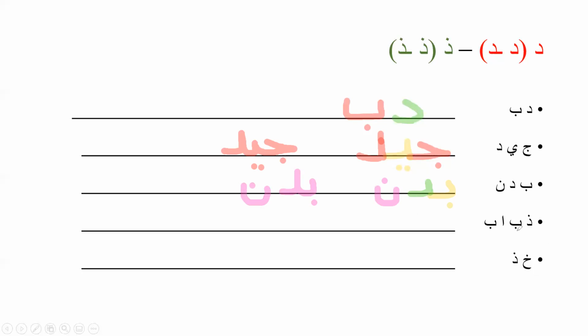Now, dhal, ba, alif, ba, dhubab, or flies, the insects. Here is my dha, here is my ba, dhubab. Here is my alif, here is my ba. Dhubab. Here it is one more time. Dhubab.